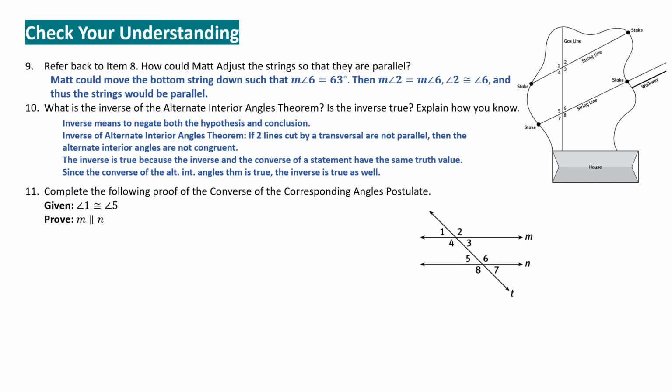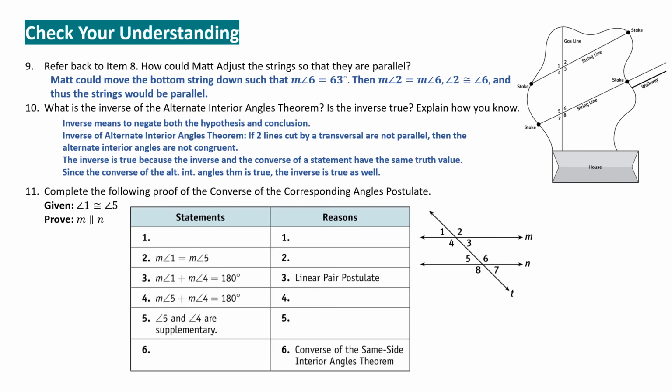We're doing the proof of the converse of the corresponding angles postulate. The converse says that if the corresponding angles are congruent when the two lines are cut by a transversal, then we can show that the lines are parallel. So our given statement is that angle 1 is congruent to angle 5. Those two are corresponding angles, and we're going to assume that they're congruent, and we want to prove that line M is parallel to line N.